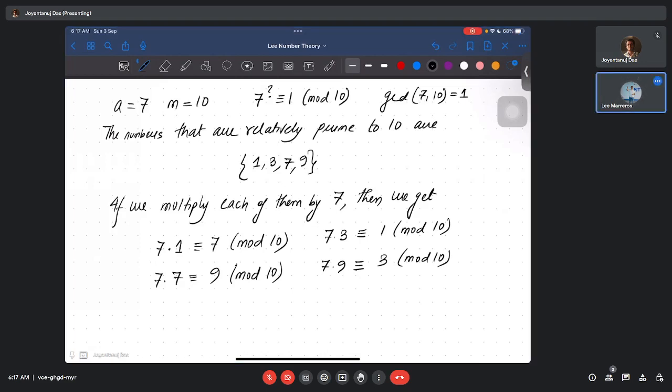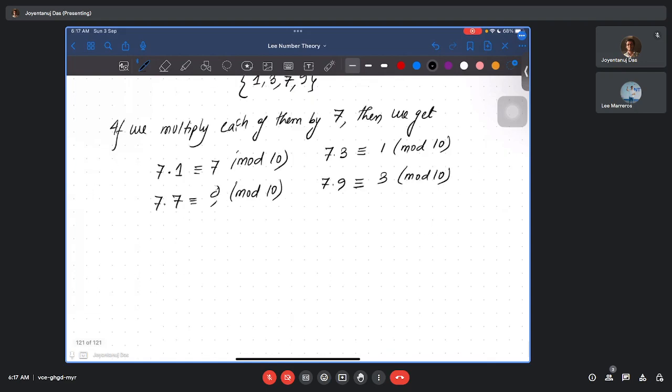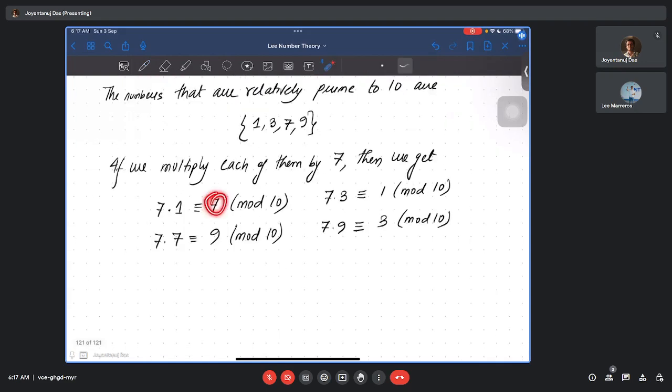So the set 1, 3, 7, 9, you're multiplying by 7. Yes. So we are multiplying by 7 and taking modulo 10 to show that the resulting numbers also lie within this set only. If you see the resulting numbers after taking mod, they still lie in this set. So that is the observation I wanted to show: if I multiply each number by 7 and take modulo 10, then the resulting numbers lie within this set only.